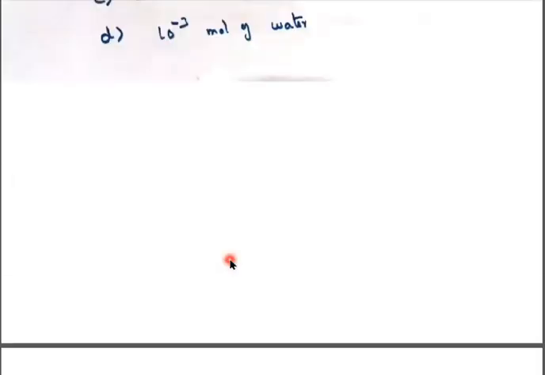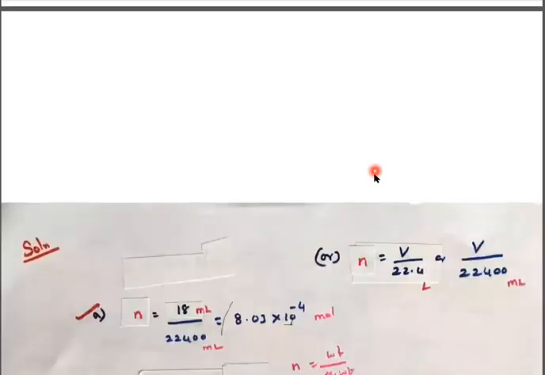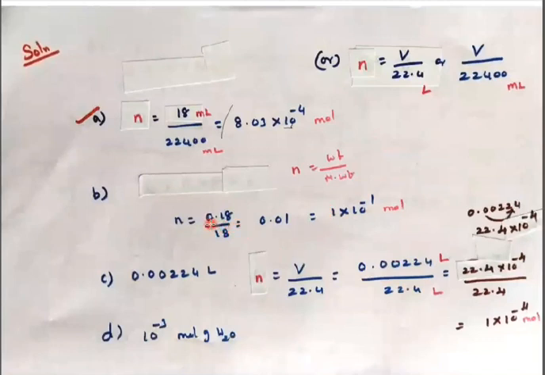In the second option, it is given in grams, so weight by molecular weight. The weight given in the question is 0.18. The molecular weight of water, as I already said, is 2 hydrogen plus 1 oxygen, 2 plus 16, adding up to 18. So 0.18 by 18 equals 0.01. We can write it as 1 into 10 to the power of minus 2 moles, keeping the point after 2 decimals.